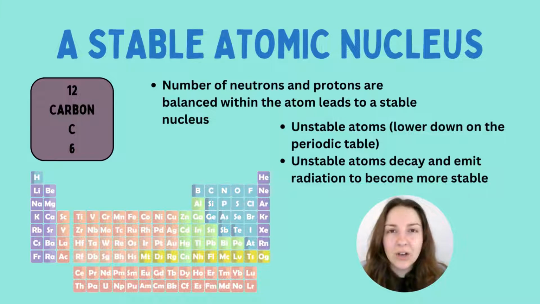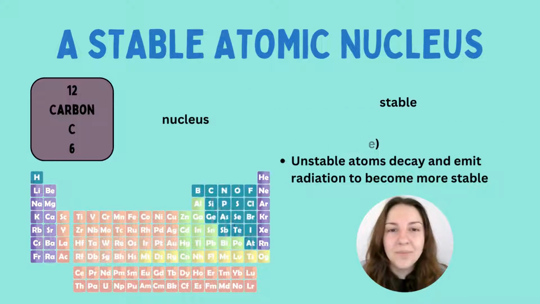Some of the atoms that are lower down in the periodic table, some of those elements, the atoms of those elements are much more unstable because they are larger, and those ratios between the neutrons and the protons have started to shift, and there's differences there. So we're going to talk about how different nuclear radiation occurs and what you need to know for the exam.